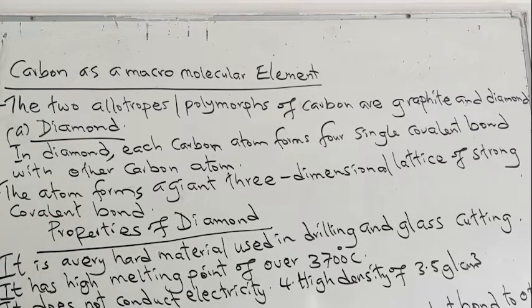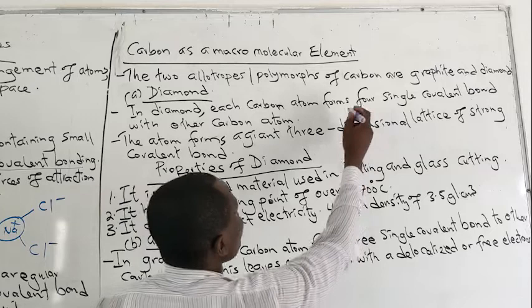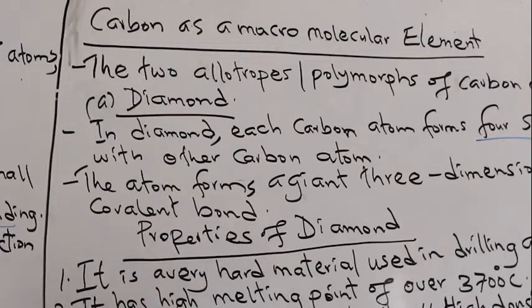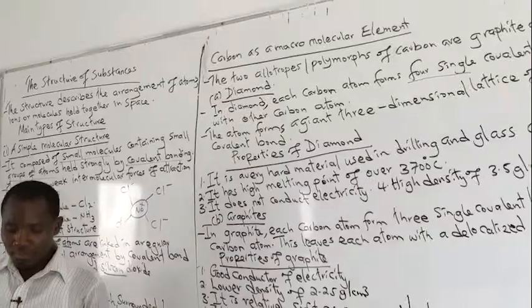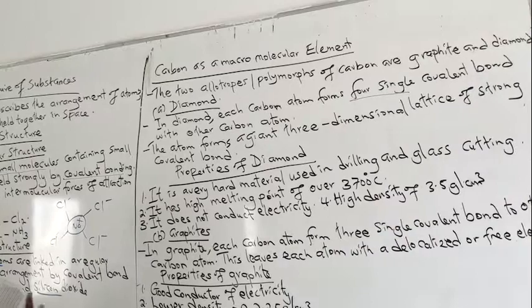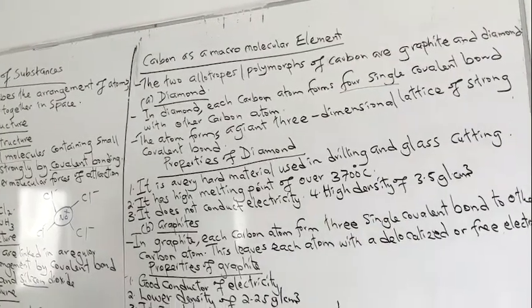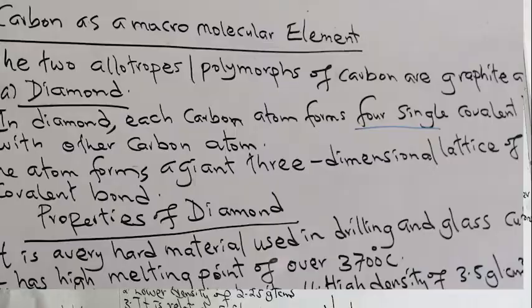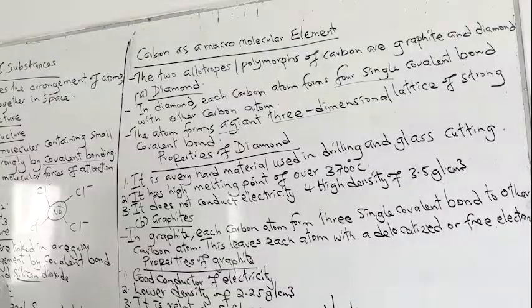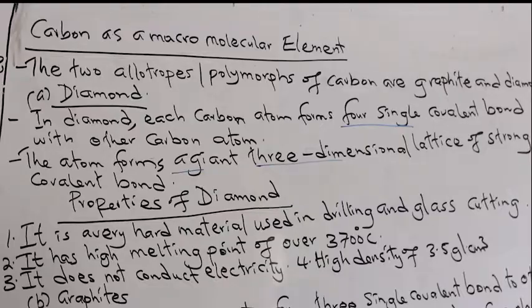In the diamond we have four strong covalent bonds. So we have four strong covalent bonds with other carbon atoms. Diamond is a unique type of allotrope of carbon where there will be four strong covalent bonds formed between the carbon atoms. The atoms form a giant three-dimensional lattice of strong covalent bonds. So there will be an arrangement of these four covalent bonds of diamond. That arrangement will be forming what is called a lattice of covalent bonds.